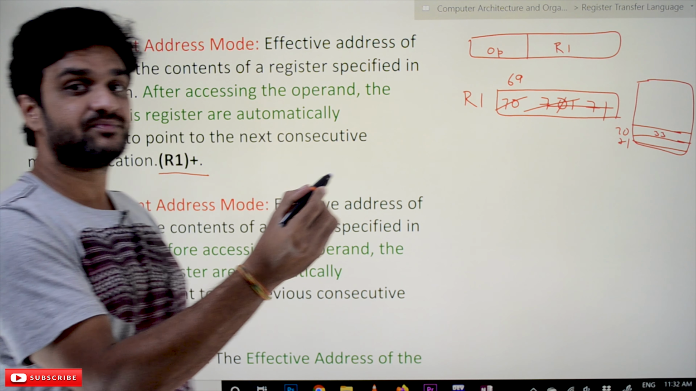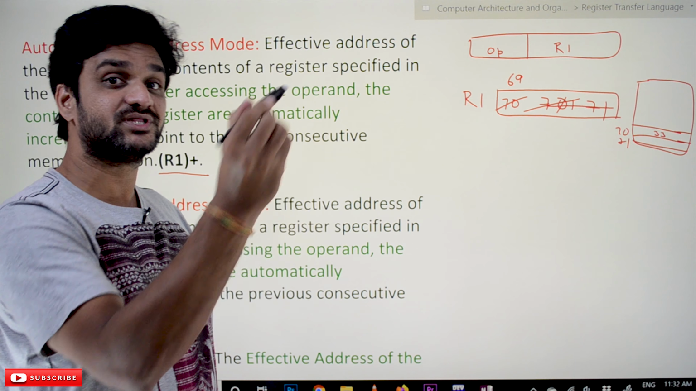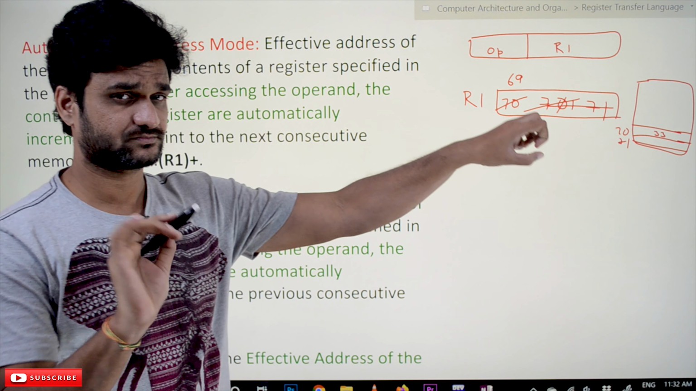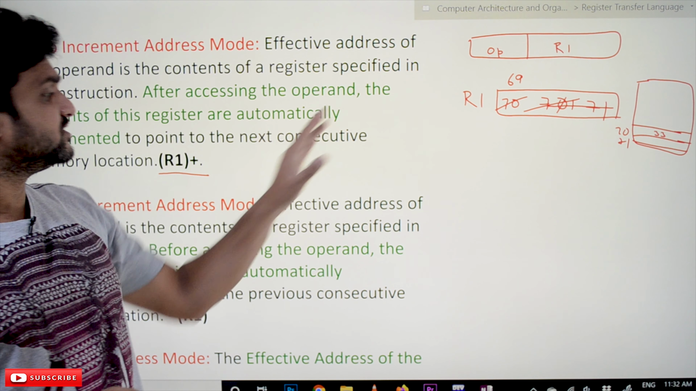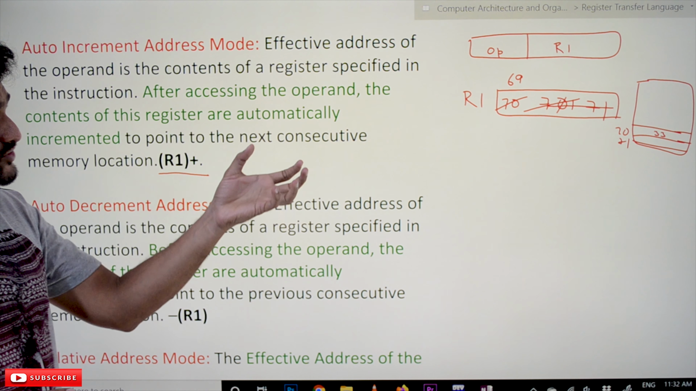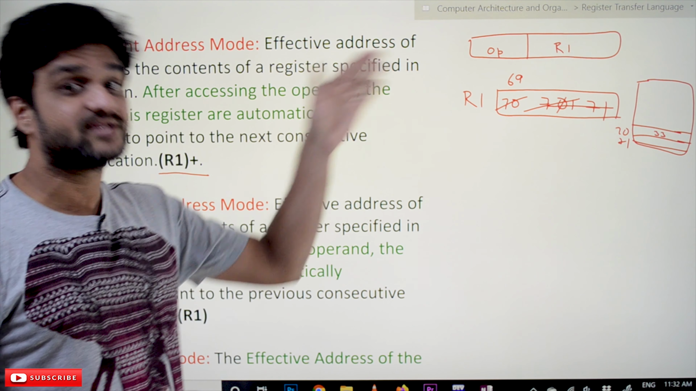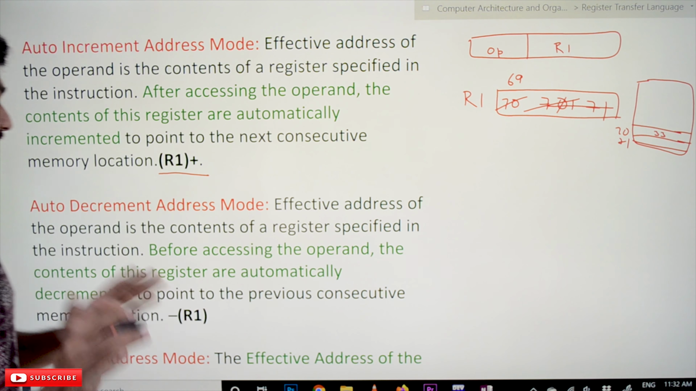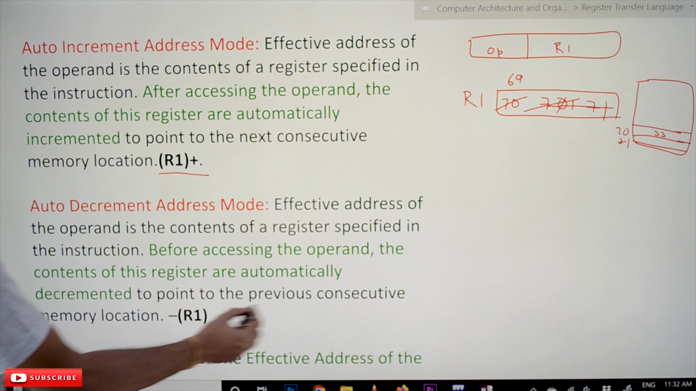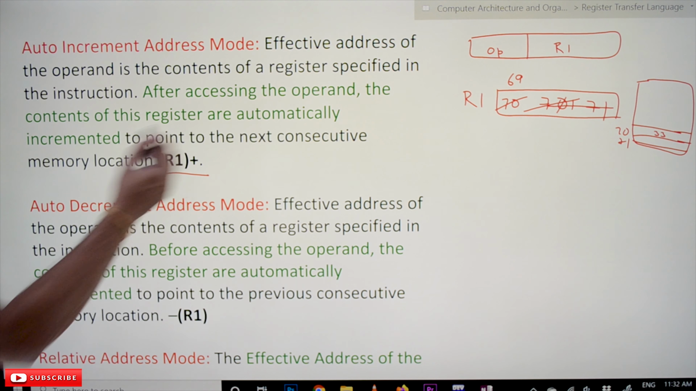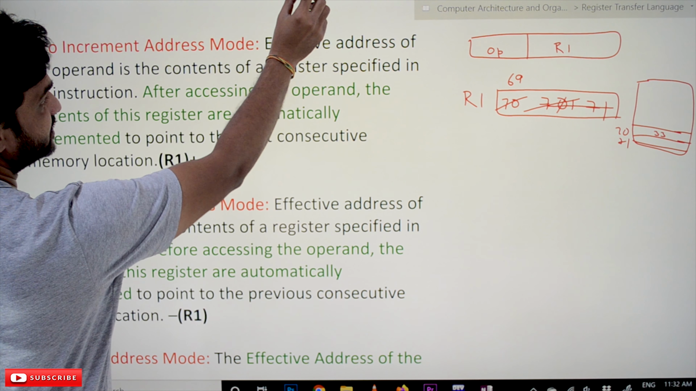In the auto increment, the value in the register will be incremented after accessing the operand, whereas in the auto decrement mode, the value in the register will be decremented first and later the operand at that location will get accessed, to point to the previous consecutive memory location. So this is the difference between auto increment and auto decrement addressing mode.